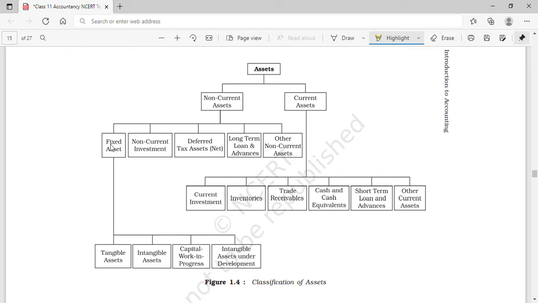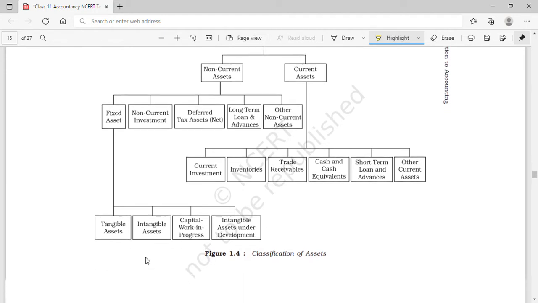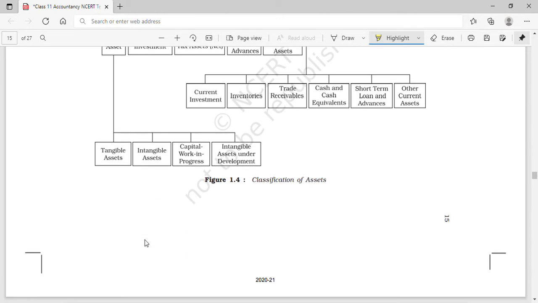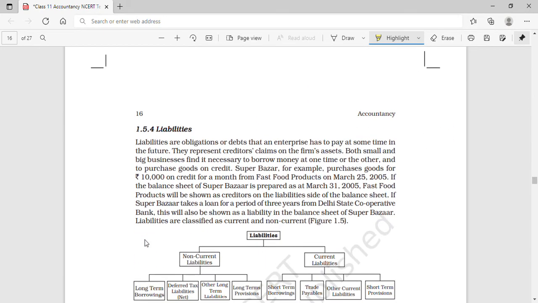Again, fixed assets are divided into tangible and intangible. Intangible assets are your goodwill. What is goodwill? It's basically when you purchase a company for more than its market value. So I like one company and I buy it. The market value is say only 40,000 rupees, but I find that its worth is say 60,000 rupees. That is your goodwill, because you're paying more than what the market is giving. That's your intangible. Then capital work in progress and intangible assets under development.